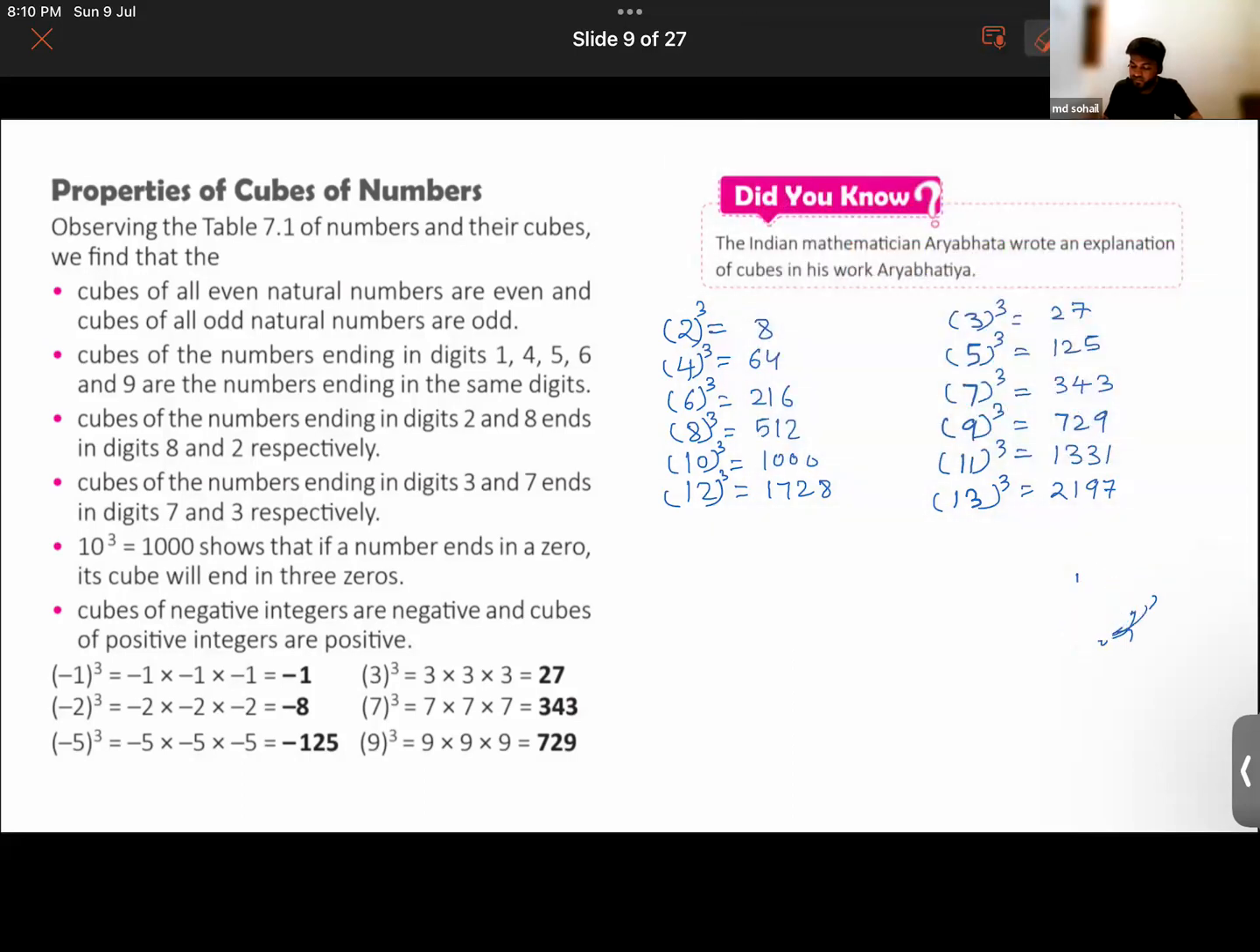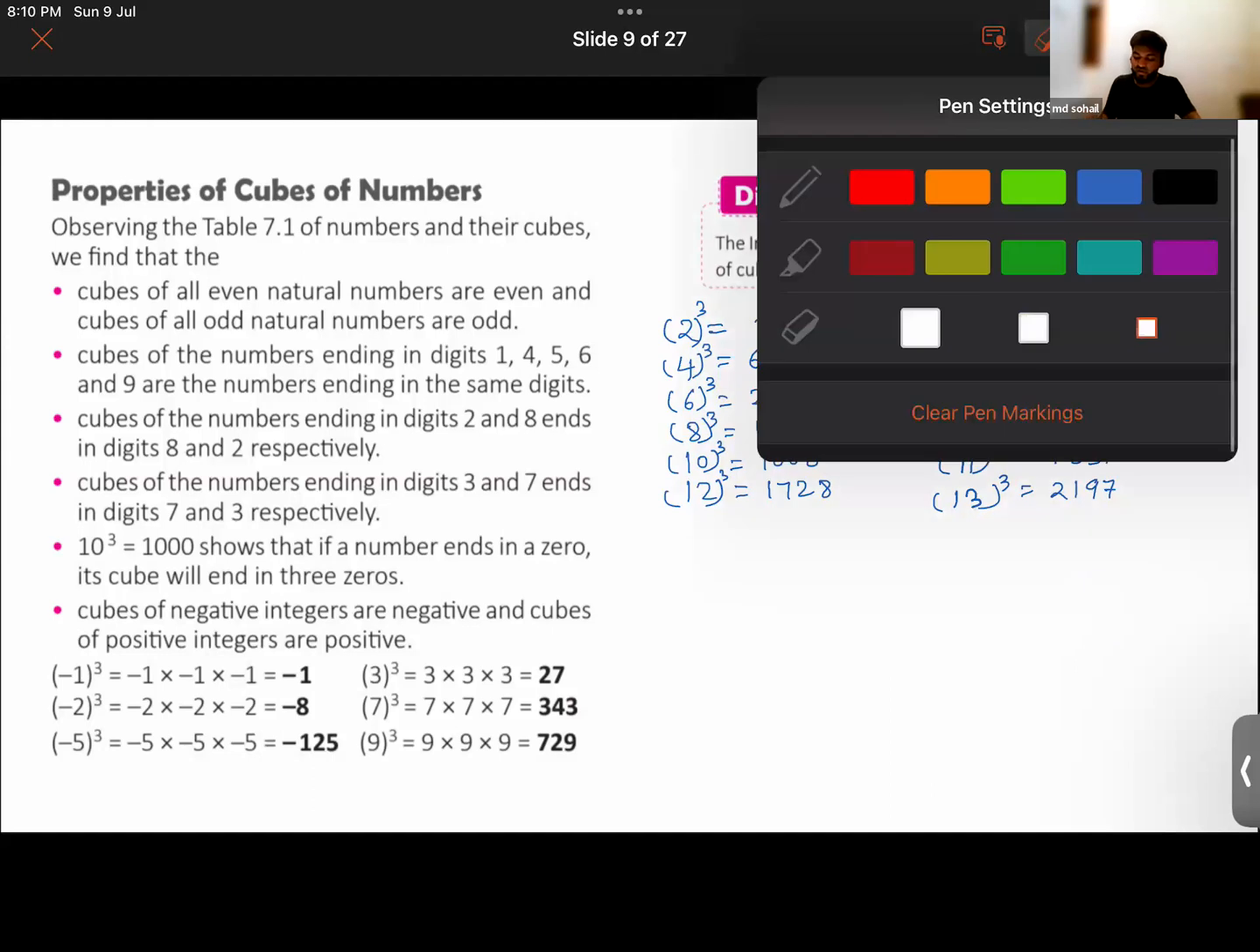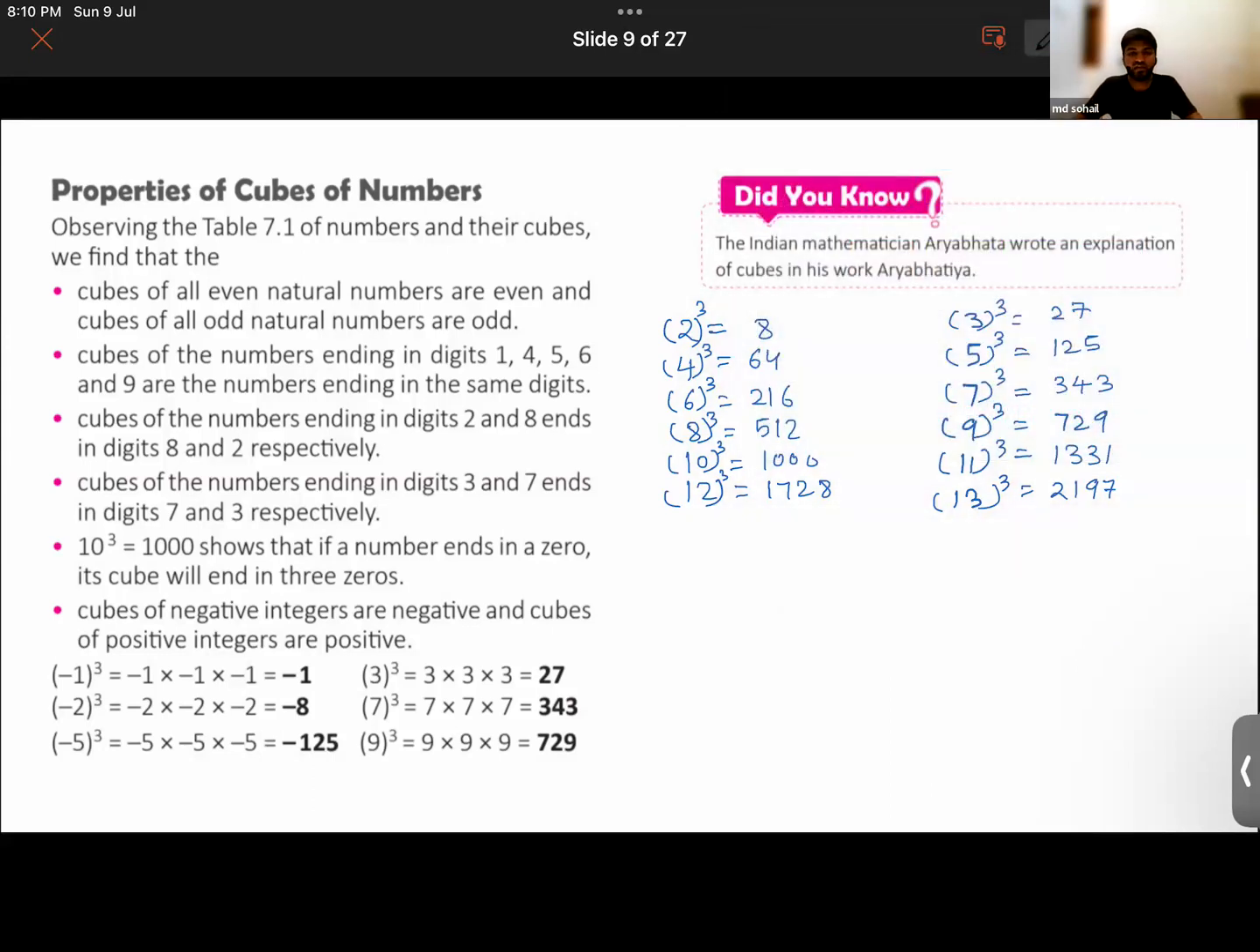So what do you notice in the unit digit place of the odd natural numbers and the even natural numbers? The even numbers are ending with an even digit, and the odd numbers are ending with odd digits. So what do we conclude from here? That cubes of the numbers ending in digits like 1, 4, 5, 6, and 9 are numbers ending in the same digits.